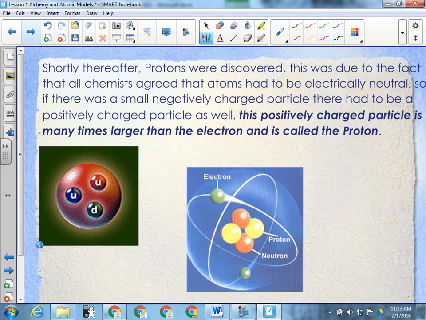People still liked the idea of a sphere. They wanted to keep that. So most of the models looked a little bit more like this one here, until a guy named Rutherford came along. Rutherford designed this experiment to prove once and for all whether atoms were solid objects or whether they contained a lot of empty space. So he set up an experiment that looked like this.